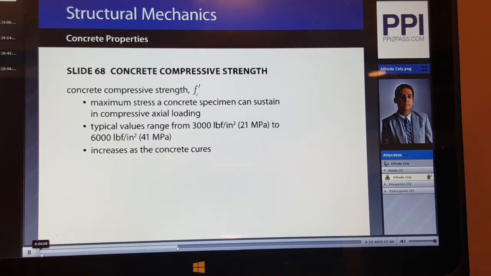Typical values for the concrete compressive strength range from 3,000 psi, pounds force per square inch, to 6,000 psi. One key factor is that the concrete compressive strength will increase as the concrete cures. That's why you have additives or cement types that are called high early mixtures. The reason is that they allow you to reach a compressive strength faster.